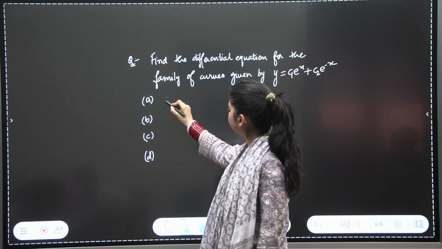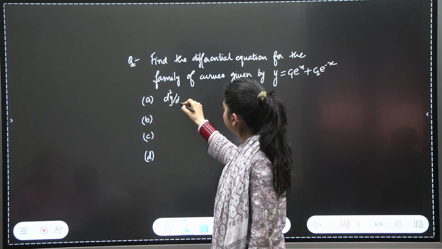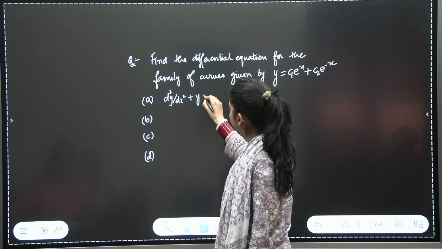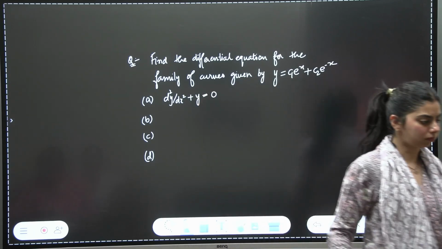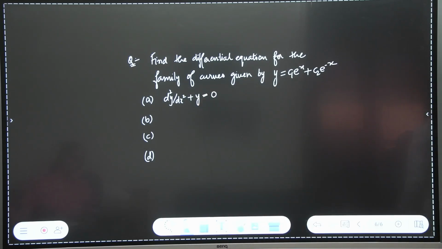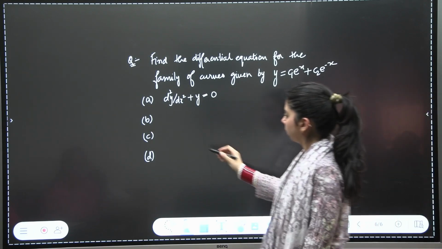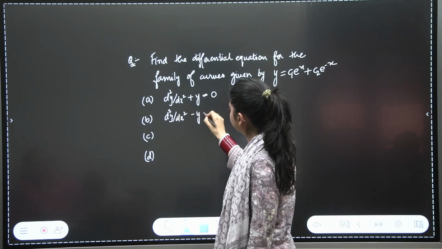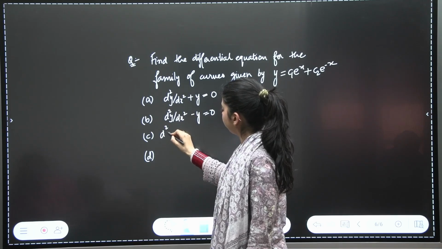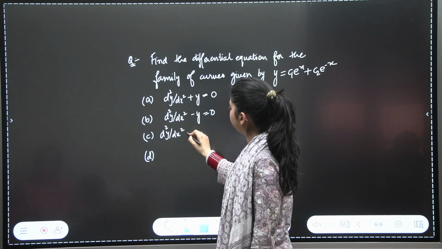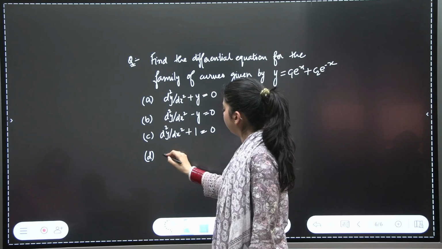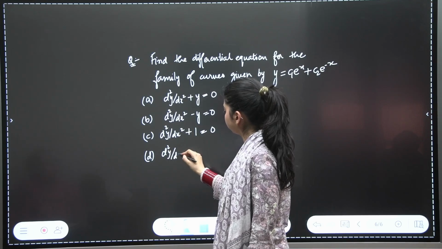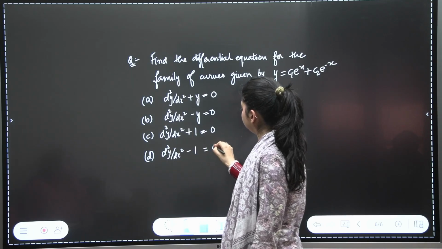So these options are d square y by dx square plus y is equal to 0. D square y by dx square minus y is equal to 0. D square y by dx square plus 1 is equal to 0. And d square y by dx square minus 1 is equal to 0.